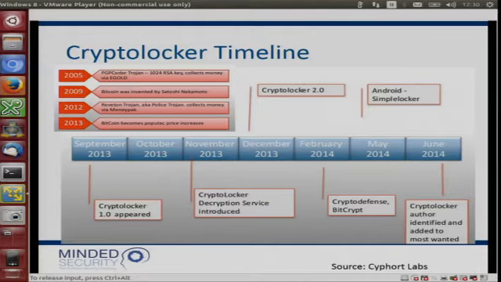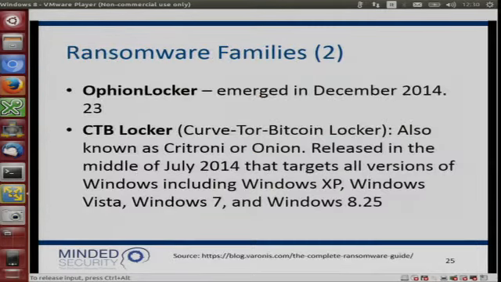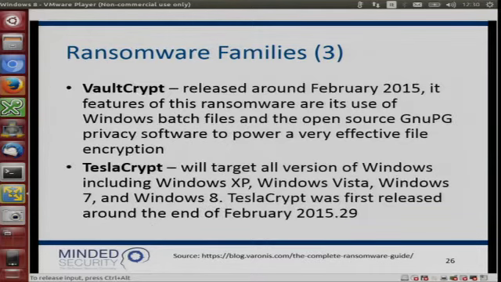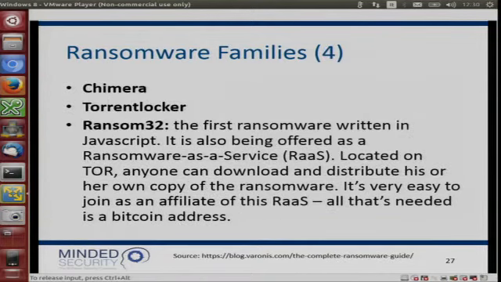In 2012, we see other Trojans, and in 2014, 2015, and so on, there is a large number of families that are going to arise. We even see Vault Crypt, Tesla Crypt, or Ransom 32, the first ransom written in JavaScript, being offered as a ransom as a service.